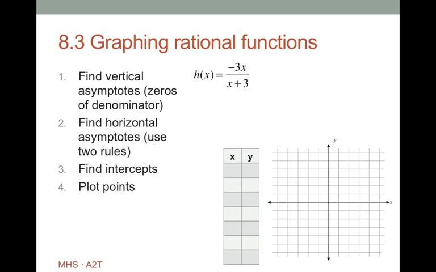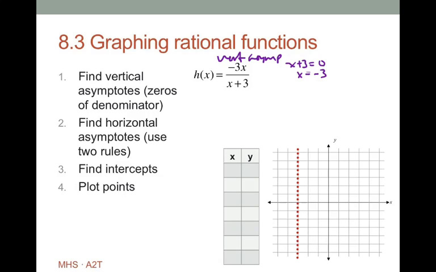Okay. Graphing rational functions. So, graphing rational functions, we want to find asymptotes. So first we look for asymptotes. The vertical asymptote, remember, is wherever you find a 0 in the denominator. So when x equals negative 3, you're going to get a 0 in the denominator. So there's your first asymptote at x equals negative 3. And I've already plotted that with a dotted line.